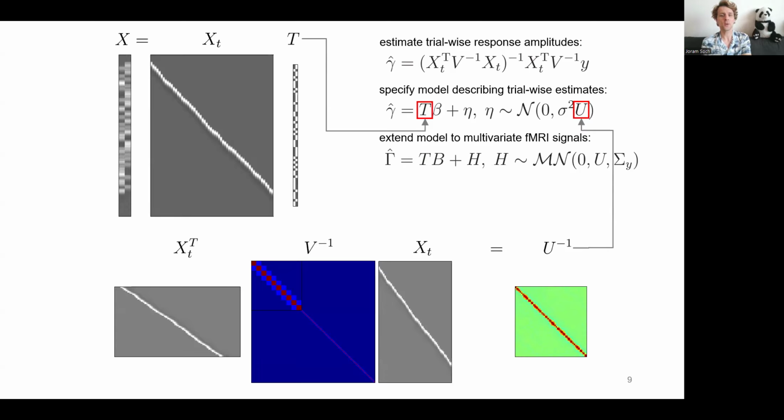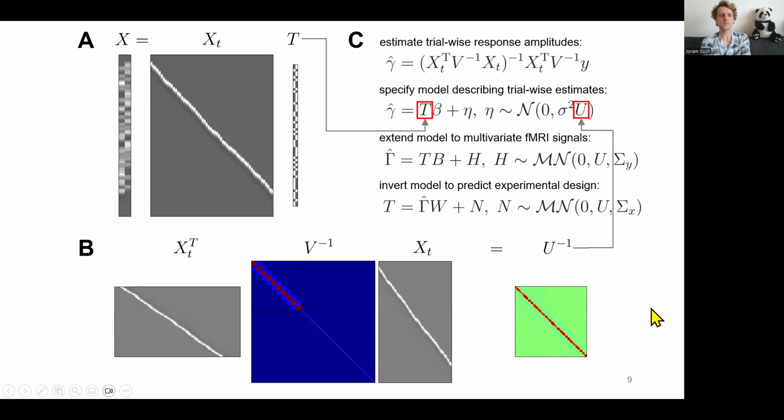This transformed encoding model can then be extended to multivariate fMRI signals by combining multiple voxels, and it can be inverted to then finally predict experimental condition information from trial- and voxel-wise response estimates.